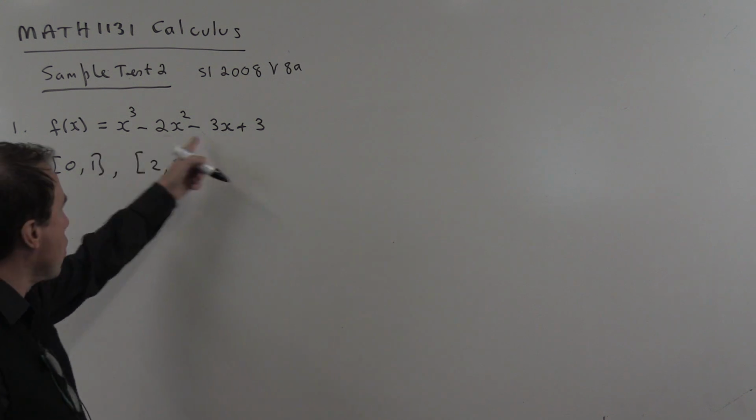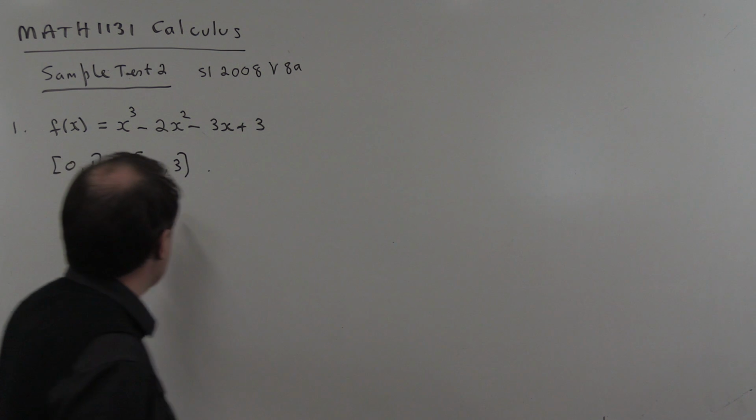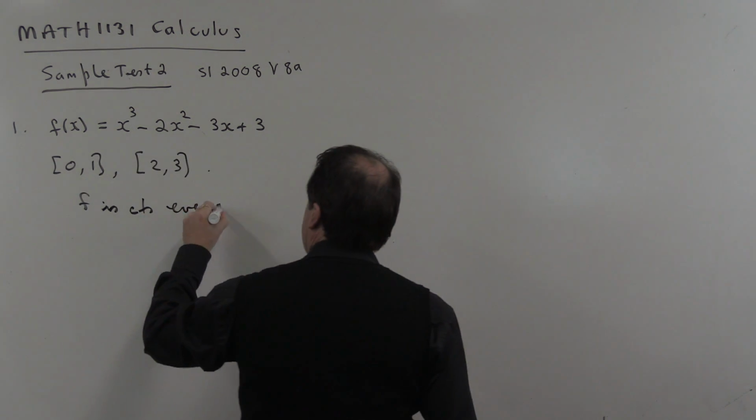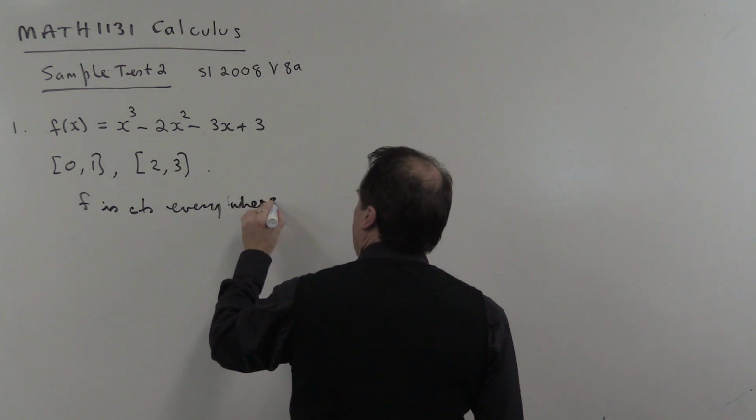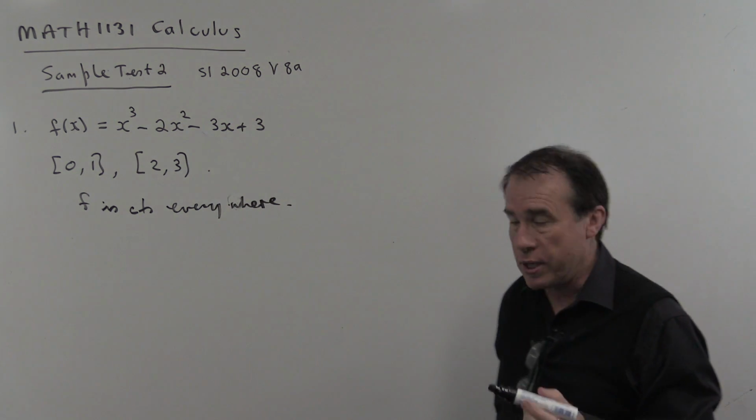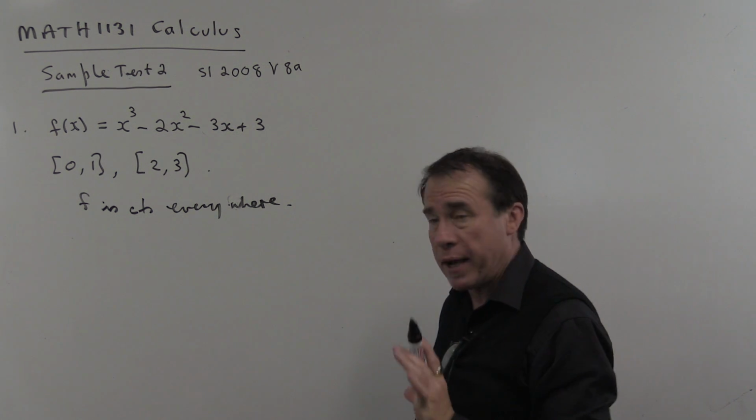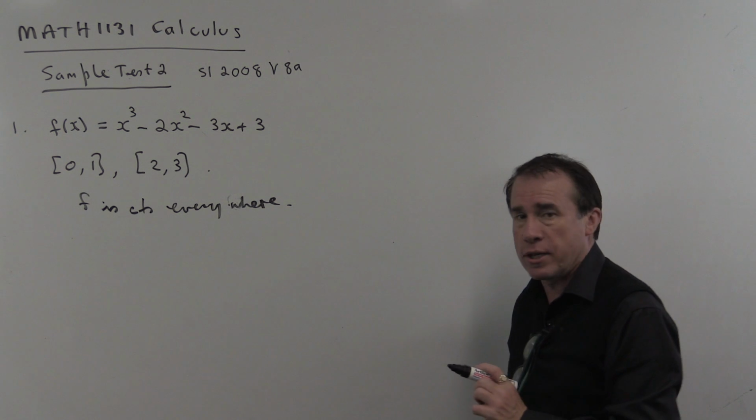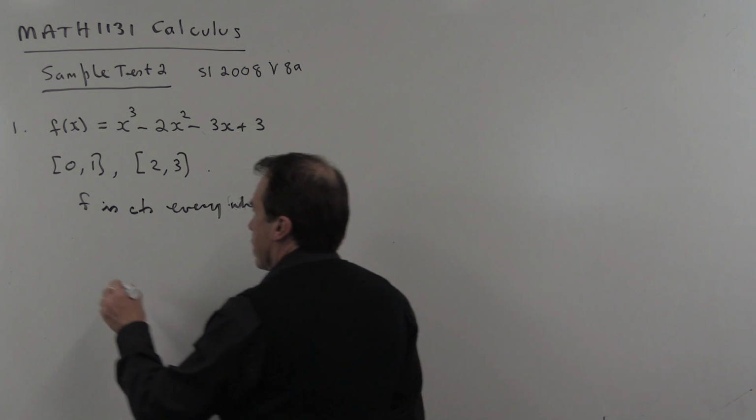So the first thing to note is that my f is continuous everywhere. This is a polynomial. All polynomials are continuous everywhere. And so this is continuous. But you must write that fact down because that's one of the conditions for the intermediate value theorem. So f is continuous everywhere.